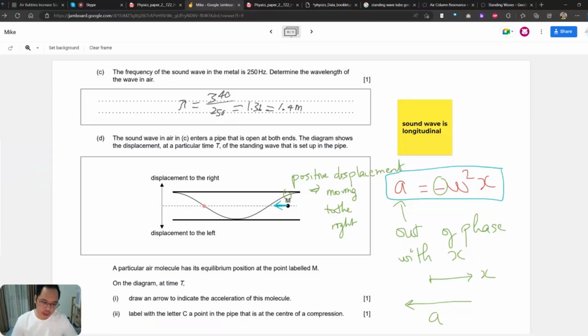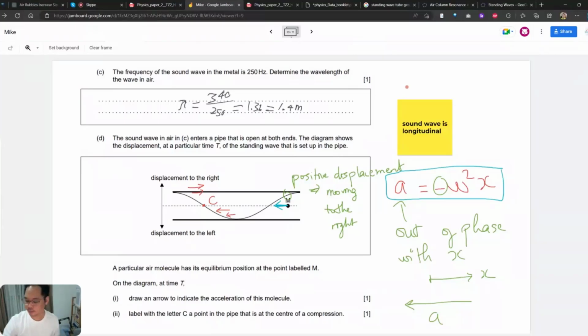It is supposed to be here because the particle on the left of this point, let's call this point M, has positive displacement, meaning they are moving to the right. The particle on the right of the point C has a negative displacement, meaning they are moving to the left, and therefore the molecules are approaching each other from the two sides, left and right. Therefore this point C is a compression center.